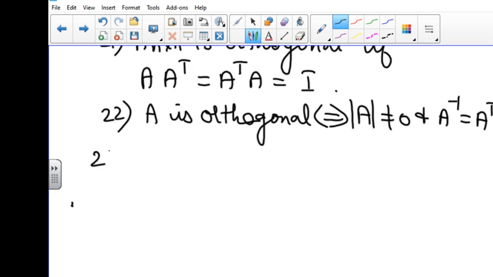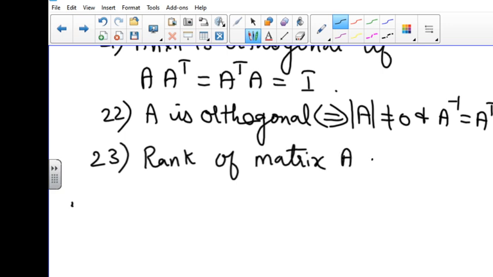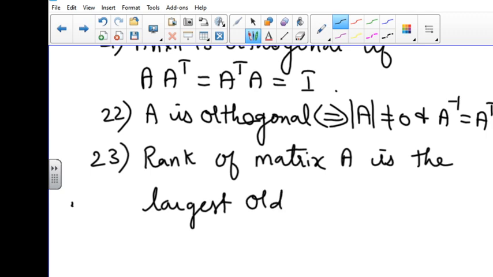Next, 23, the rank of matrix A is the largest order of a non-zero minor of A.